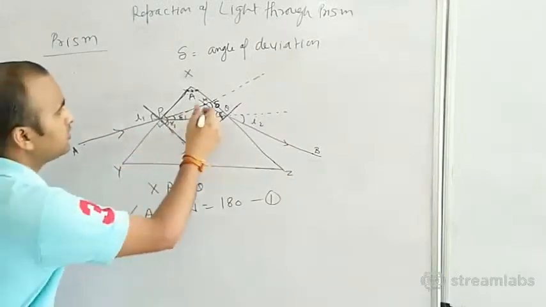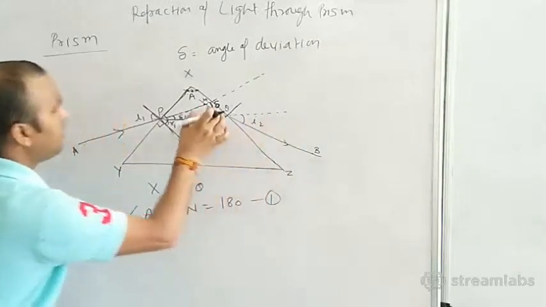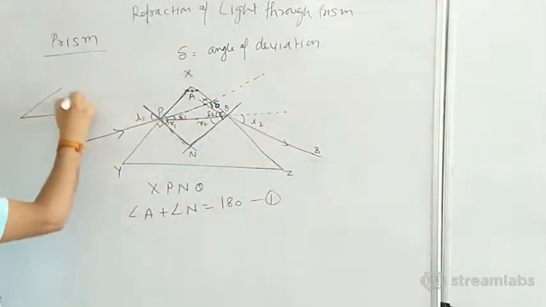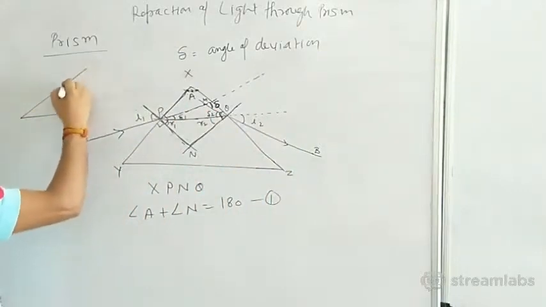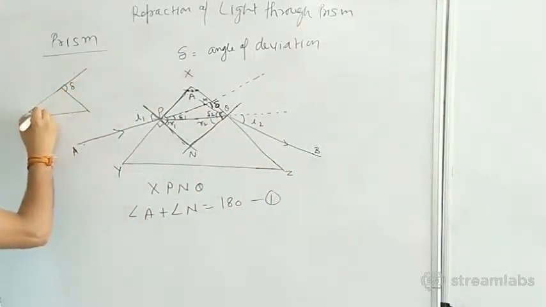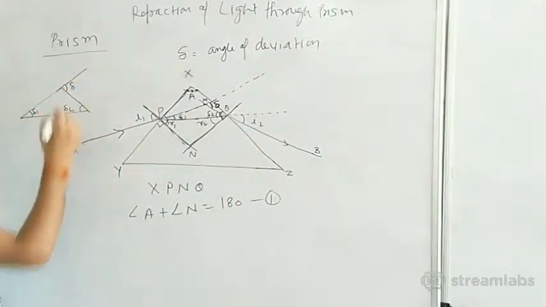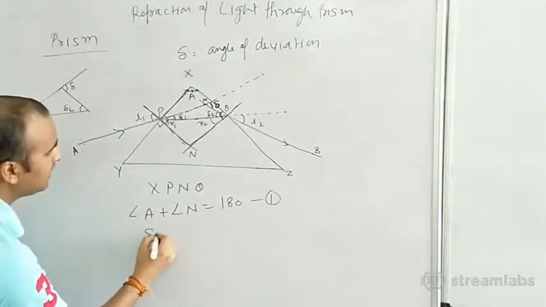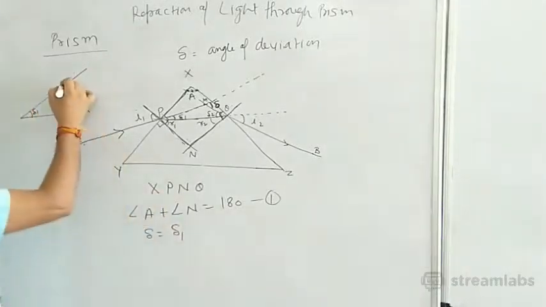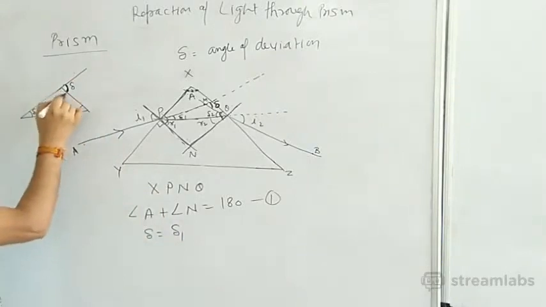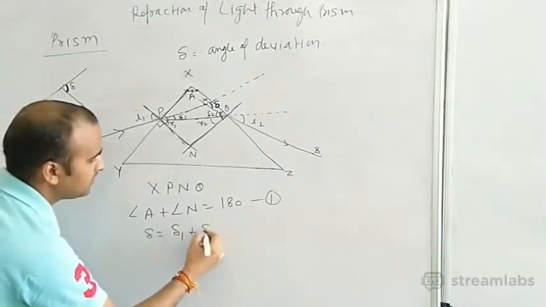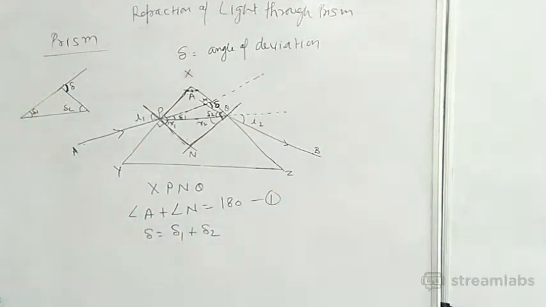Second is, if you take here del 1. Okay, so if I separate or draw this triangle, this is del 1 and this is del 2. So how can you write this one? So del is equal to del 1, this is the exterior angle, so sum of the interior angles equals the exterior angle, so del 1 plus del 2. Okay, understood?